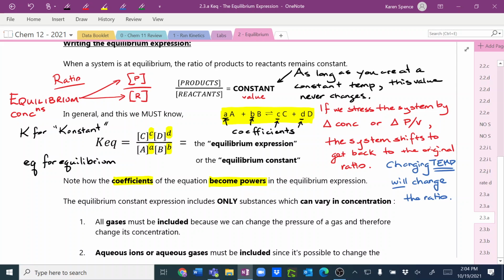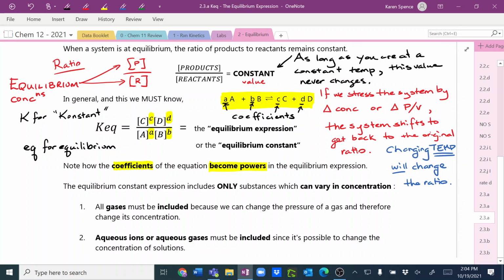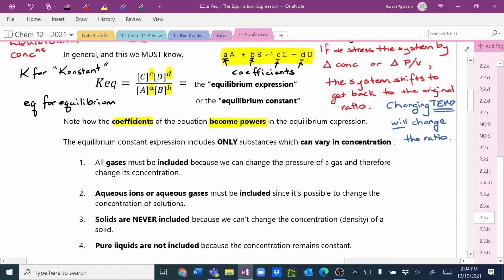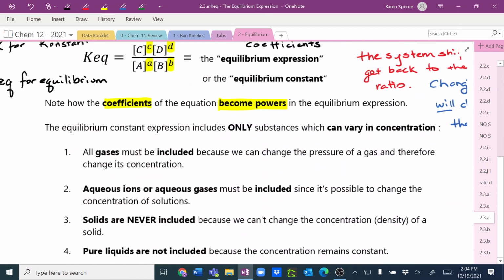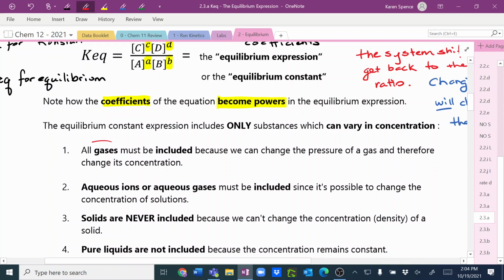So, can I change the concentration of a gas? Yes, if I make the container smaller, the concentration gets higher. If I make the volume bigger, the concentration gets lower. If I inject a gas into a system, I can bring its concentration higher. Yes? So gases have a concentration. So we are going to include gases in our equilibrium expression. So gases, we're going to say yes. Please include them.